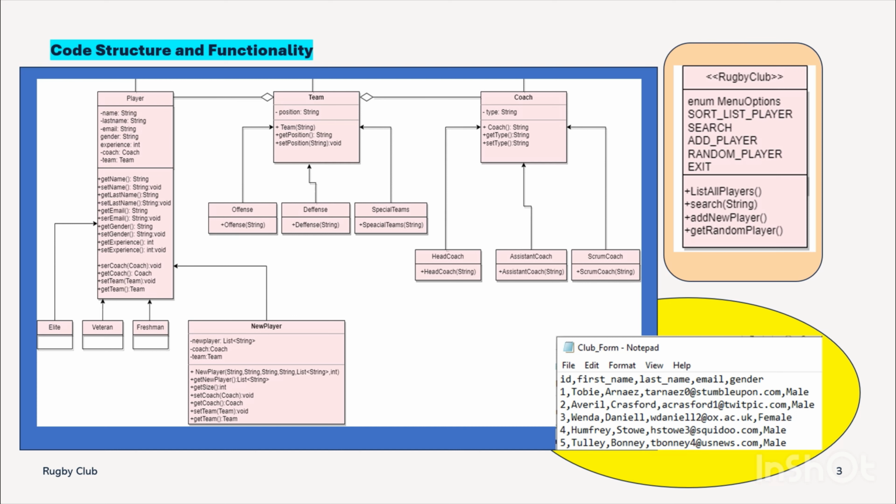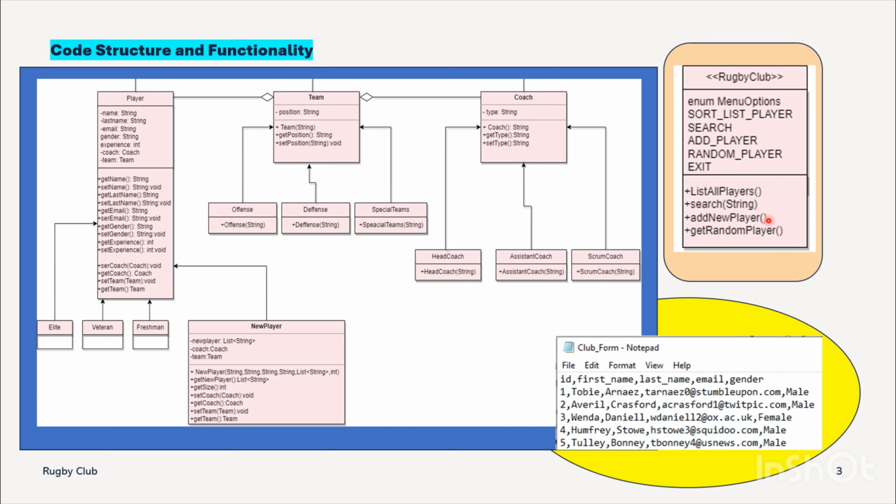The superclasses Player, Coach, and Teams were created, which pass their attributes through the use of extends to the subclasses that represent the types of each one. For the player class, I declared elite, veteran, and freshman subclasses. For coaches, I declared head coach, assistant coach, and scrum coach. And for teams, I declared offense, defense, and special teams.